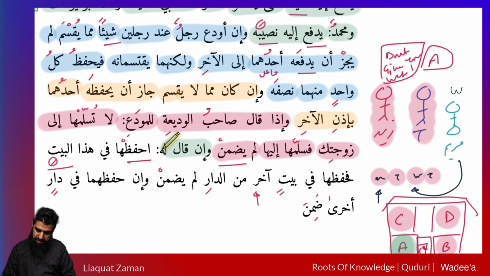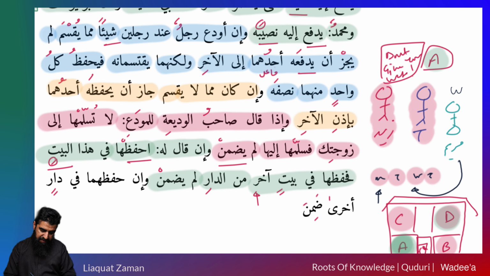So he says, وَإِنْ قَالَ لَهُ, and if he was to say to him, احفظها, safeguard it, في هذا البيت, in A. فحفظها, now he's gone, Mr. T's gone, and he has safeguarded, protected it in another, let's say in D. And it gets stolen or something. Will he be responsible? من الدار, from the house? لم يضمن, he won't be responsible.